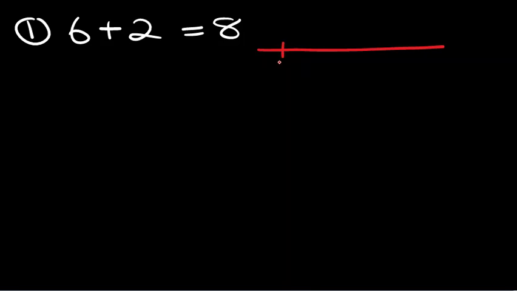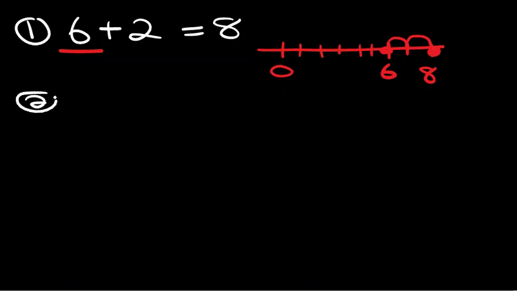Okay, so let's start our number line at 0. Then we have 1, 2, 3, 4, 5, 6 there, 7, 8 there. Now this sum says we must start at 6 and add 2, and then we add the 2 there, and then it's 8. So that's easy enough. But when we have this sum, it can become a bit more difficult.